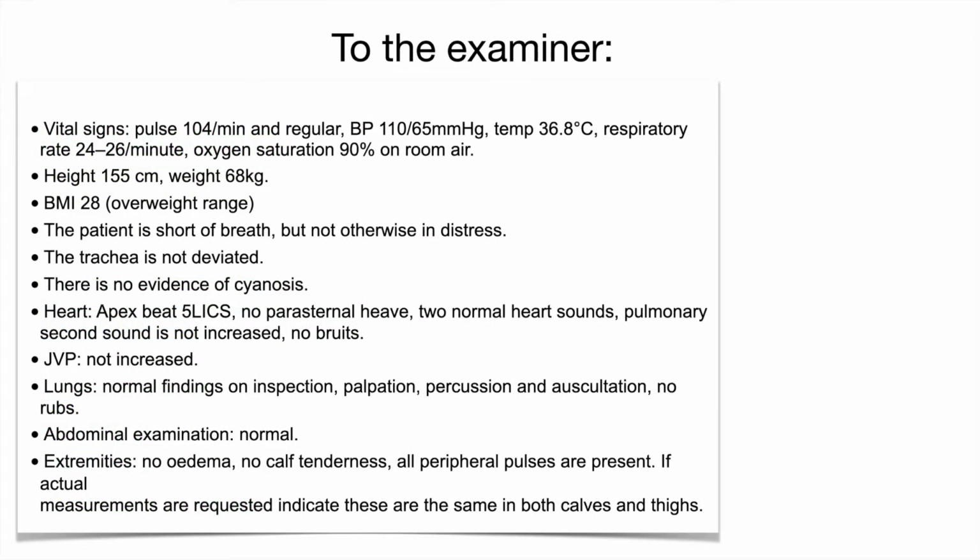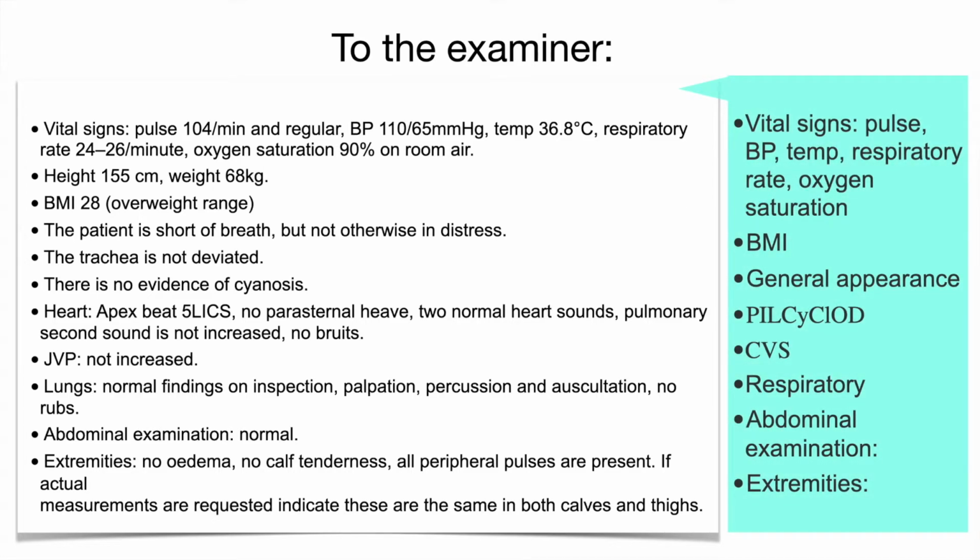Now, coming to the second task, if you can recall, the task was to obtain relevant physical examination findings from the examiner. So in this slide, what you can see is the list of instructions that is given to the examiner for this station. You can go through them on your own time, but I have mentioned a summary for this. So these are the findings that you would like to ask the examiner, which includes vital signs, that is pulse, BP, temperature, respiratory rate, and oxygen saturation. You also want to ask about the BMI, general appearance, and relevant PICCLE-D findings. So PICCLE-D stands for pallor, icterus, lymphadenopathy, cyanosis, clubbing, edema, and dehydration. Then you want to go through the cardiovascular system, respiratory system, abdominal examination, and extremities physical examination.